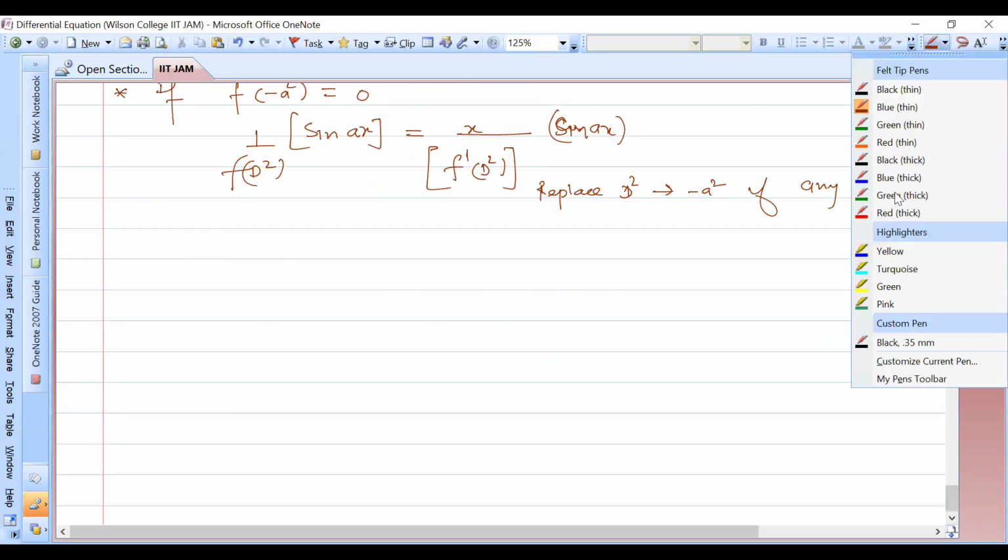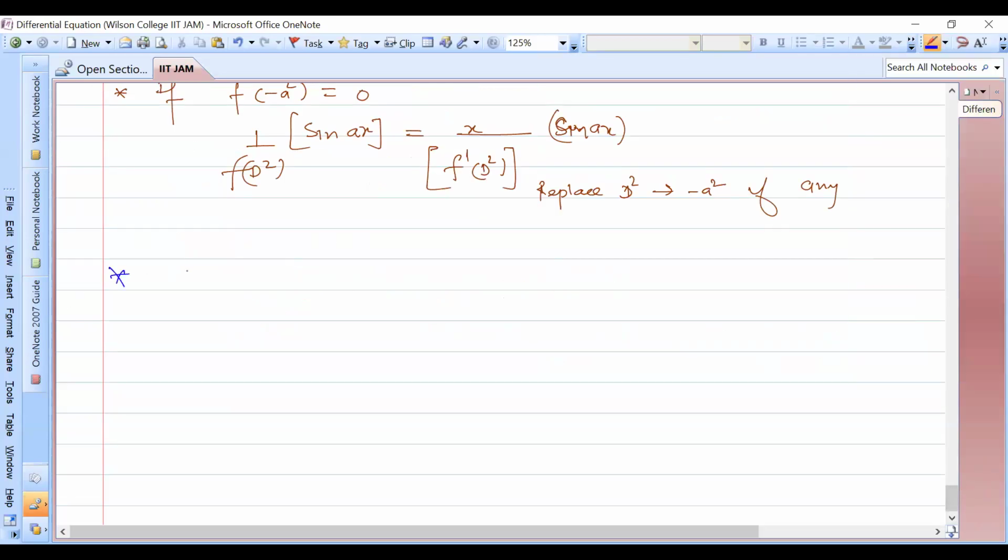So my next question is, how to simplify this value? If we have something like this, we write x upon 2a into sin a. Sorry, its answer is x upon 2a into sin a.